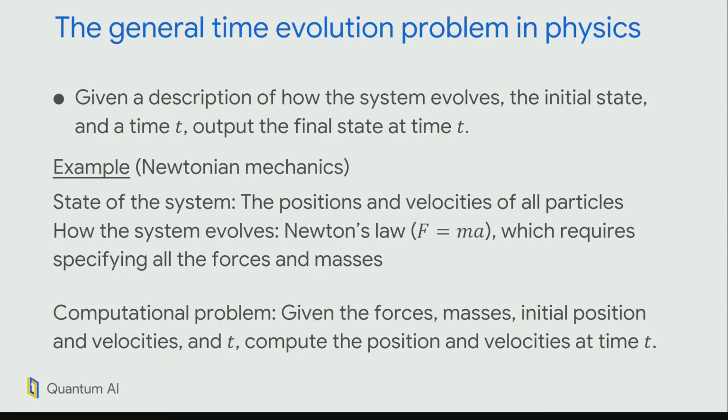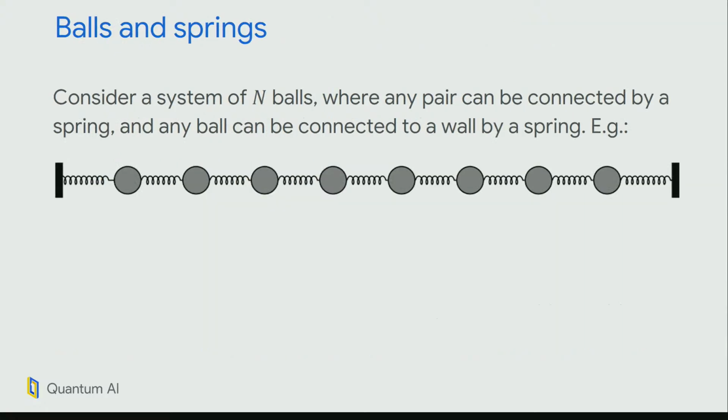Now let's specialize to balls and springs, the advertised physical system that we're going to talk about. Okay, so what's going on here? There's going to be n balls, and any pair of them can be connected by a spring, but just for this example, I'm going to put them all on a line and just connect the nearest neighbors. And I'm also going to allow any of the balls to be connected to a wall by a spring. So in this example, I've just done it on the two balls at the end of this picture. So here n equals 8, and I have 10 springs.